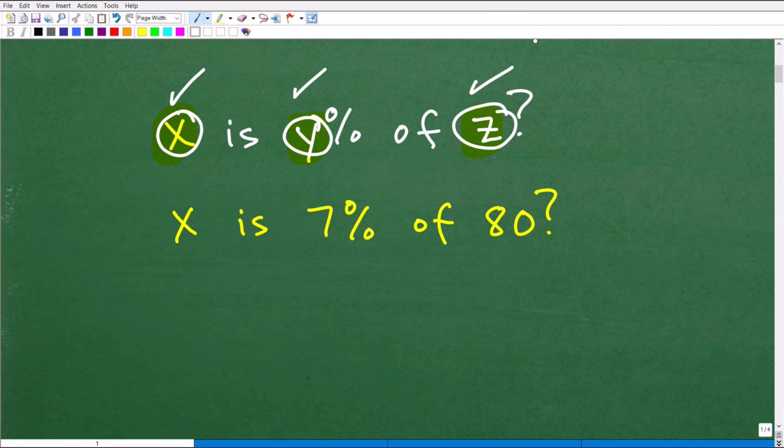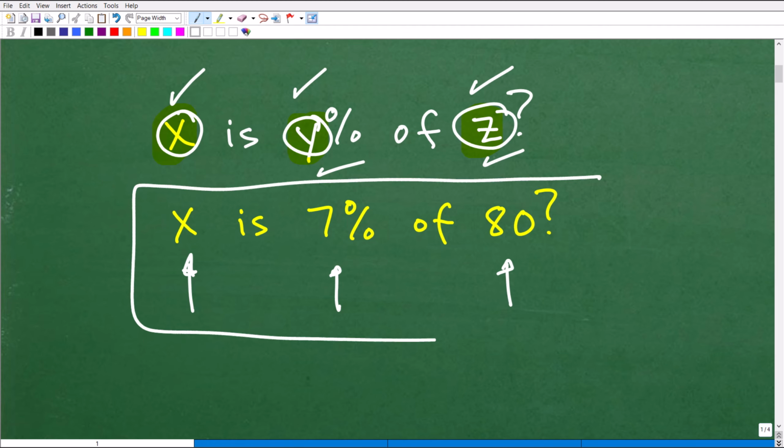So when you're confused, and by the way, this strategy is good not only for a problem like this, but any problem where you're not quite sure what to do with the variables, replace some of the variables with numbers and see if it makes better sense to you. So let's go ahead and replace y and z with actual numbers. That would look something like this. x is, and I'm going to put 7 for y. Okay, so x is 7% of, and then for z we'll put 80. So x is 7% of 80.